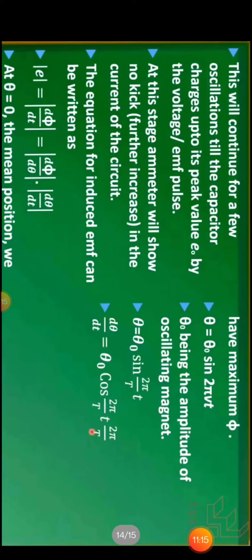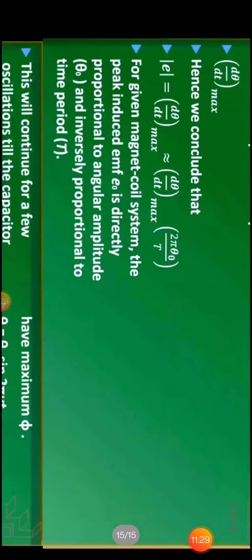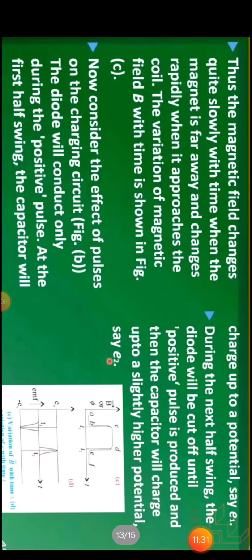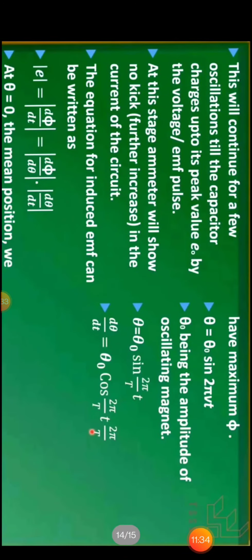This continues for a few oscillations till the capacitor charges up to its peak value E0, as shown in the figure, by the voltage EMF pulses. At this stage, the ammeter will show no kick, despite further increase in the current of the circuit.